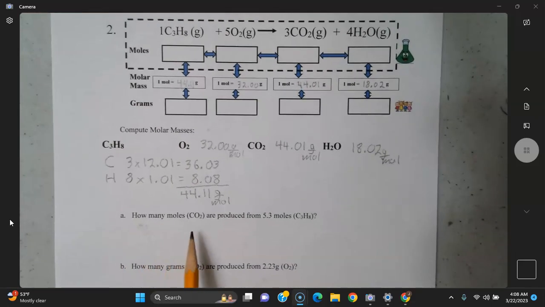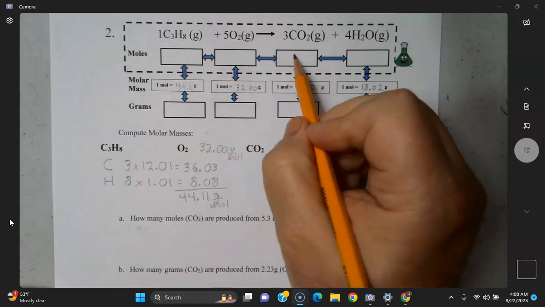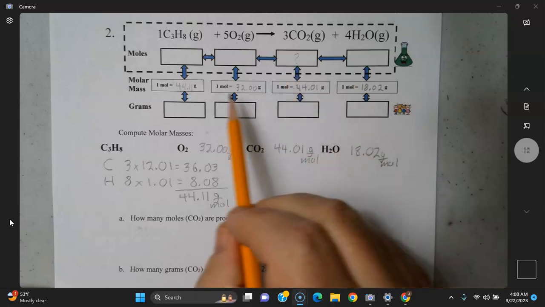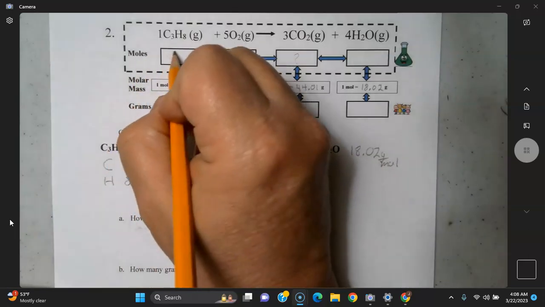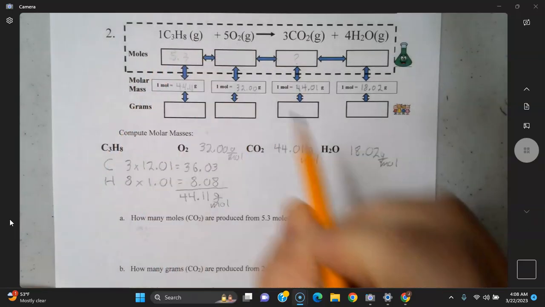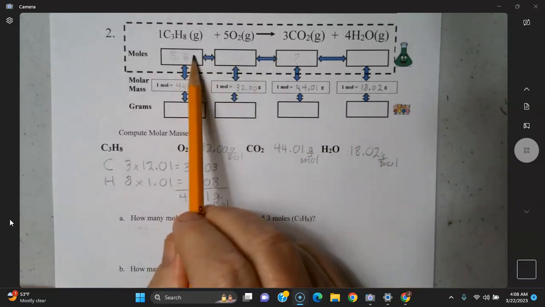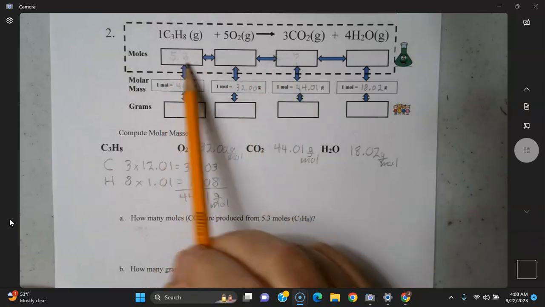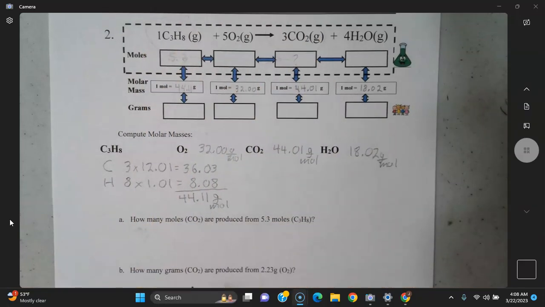All right, so how many moles of CO2 are produced from 5.3 moles of C3H8? So we're looking for moles up here, and it's CO2, so there's the question mark. Okay, 5.3 moles of C3H8. So right over here is C3H8, and that's 5.3. So both of them are up in the moles row. That means it's just a one conversion problem, straight across from 5.3 to the question mark, and then the two conversions are right there. You just put them into an equation.